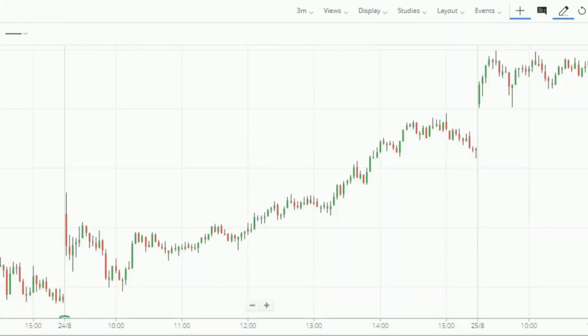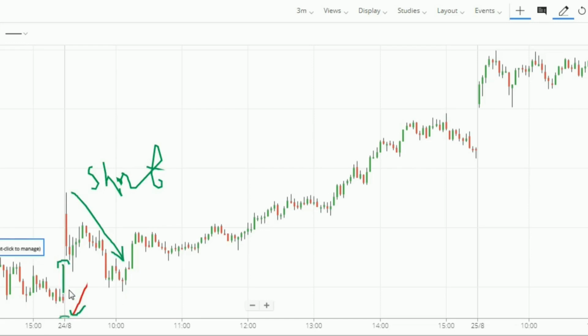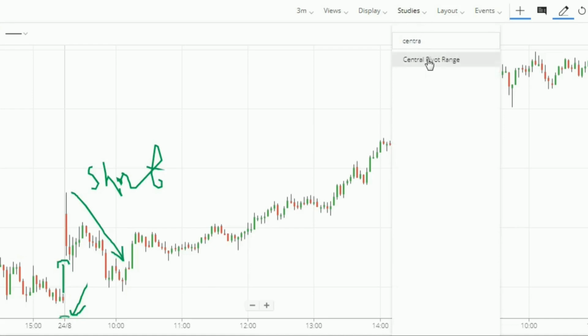So let me show you the power of CPR in the live market. I have taken the example of 24th August here. The market opened with a gap up and then it started going down. A lot of people would have taken a short position here. But for the people who know CPR giving great support and resistance, there would have been an altogether different trade setup. Let me put this indicator on first and see how the market reacted to this indicator.